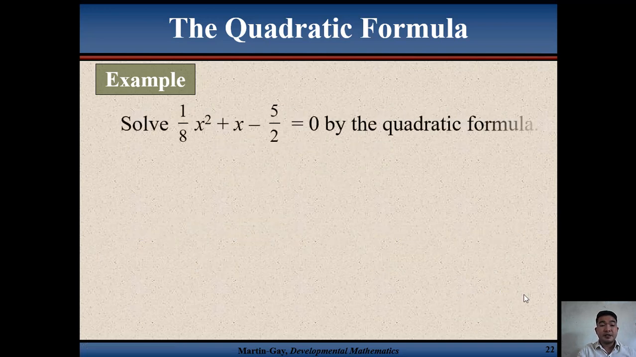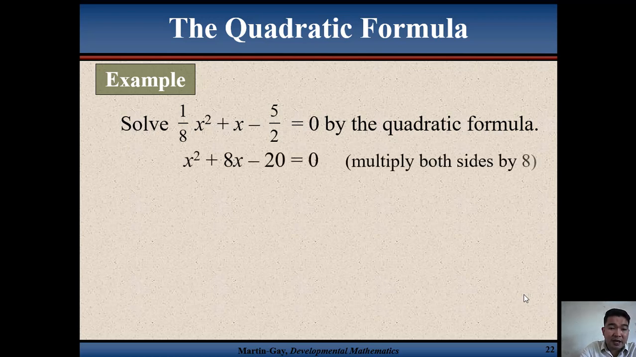Okay, let us have another example: 8x squared plus x minus 5 halves equals 0. In this case, the whole equation is already equated to 0, so we just identify a, b, and c. Or to make it simple, we multiply both sides by 8 to eliminate the fraction. Upon multiplying this equation by 8, you will have x squared plus 8x minus 20, since 5 times 8 is 40, divided by 2, which is 20, equals 0 times 8, which is 0.